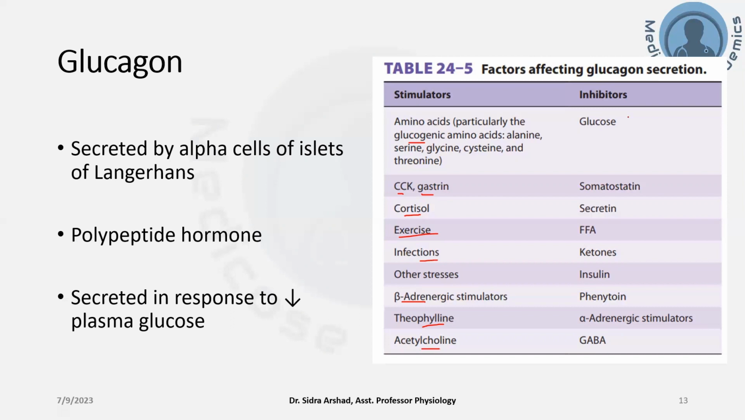Inhibitory factors include glucose. In the presence of adequate amounts of plasma glucose, the glucagon will not be released. Somatostatin also inhibits the release of glucagon as well as secretin. If there are elevated free fatty acid levels, the glucagon will not be released, as well as ketones, and insulin also inhibits the release of glucagon. Then there are certain drugs, phenytoin also inhibits the release of glucagon, alpha adrenergic stimulators, and GABA also inhibits the release of glucagon.